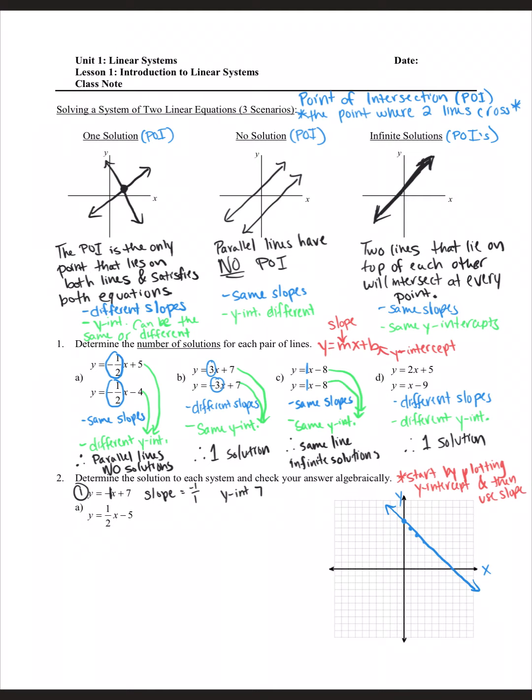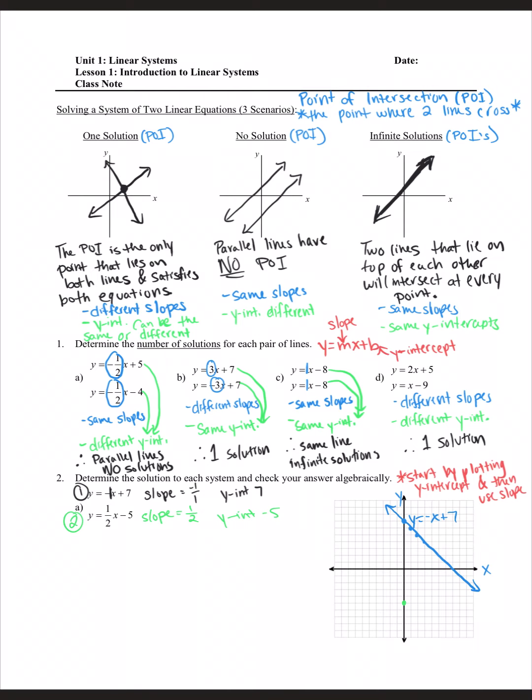All right, and we can label this as y equals -x plus 7, so we know which equation. We'll take a look at the second equation, equation 2, and this time we have a slope of 1/2 and a y-intercept of -5. So we're going to plot that y-intercept first. 1, 2, 3, 4, 5.